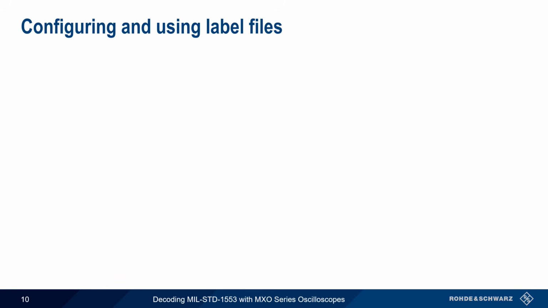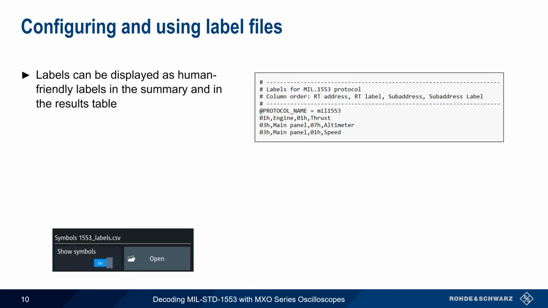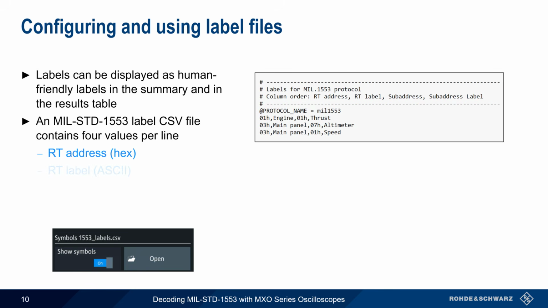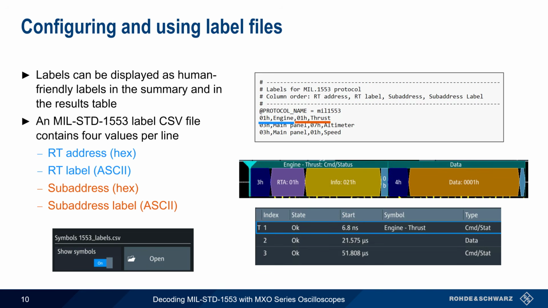Rather than viewing MIL-STD 1553 words as numeric values, it's also possible to display these in a more human-friendly format. This is done using a MIL-STD 1553 label file in CSV format. Each label is on its own line, consisting of the RT address, RT label, subaddress, and subaddress label. Our example file here maps the RT address 1 to the label engine, and subaddress 1 to the label thrust. These labels are then used in the decode summary as well as in the results table.